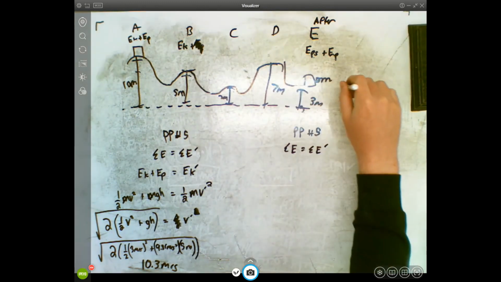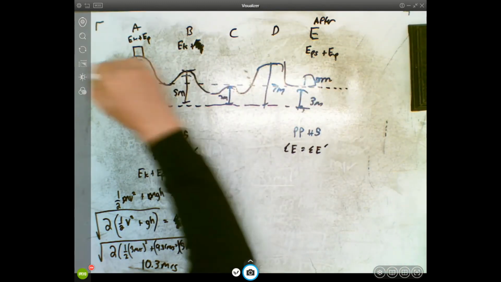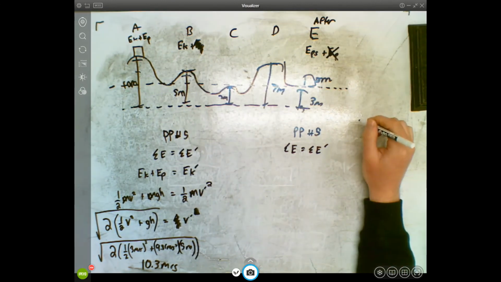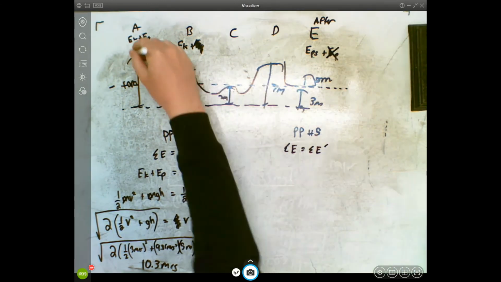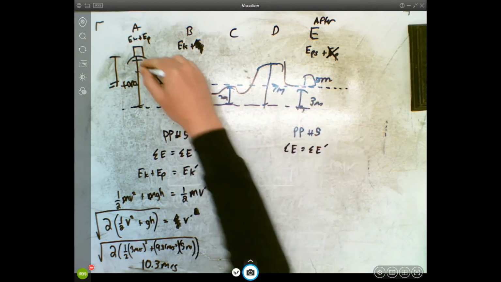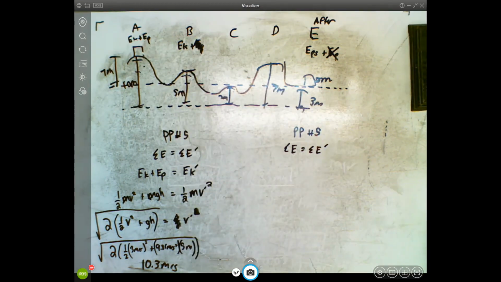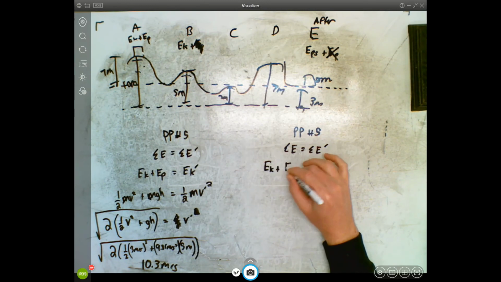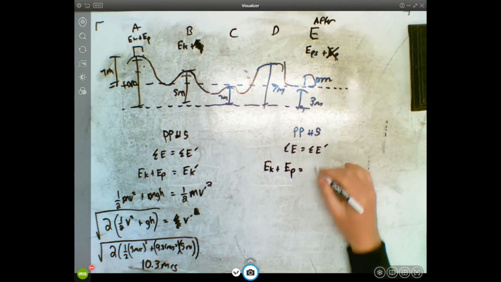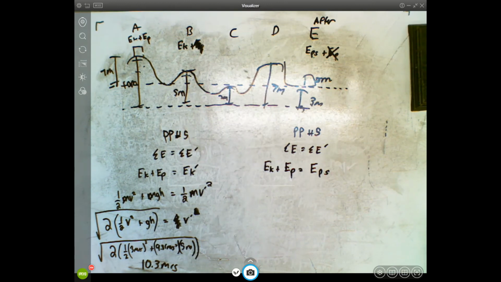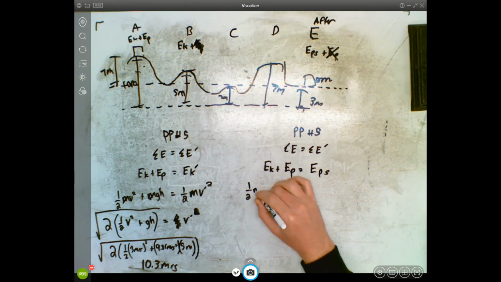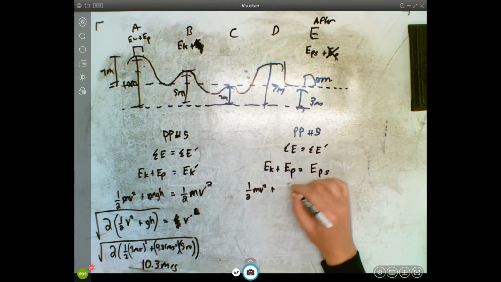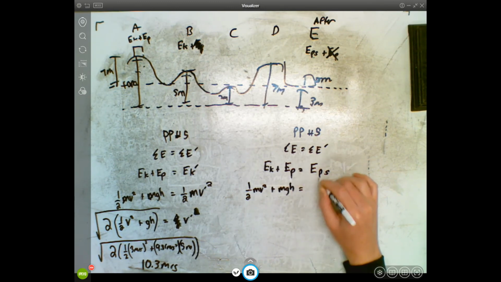Let's move our reference point to here. If we move our reference point to there, it gets rid of the potential energy there. And then A is going to be, because this is 3 meters and this is 10 meters, 7 meters above our reference point now. So before, we have kinetic because it's moving, we have potential because it's above the reference point, and then after, all of that energy is switched into spring potential energy. Okay. So EK is 1/2 mv squared, EP is mgh, and EPS is 1/2 kx squared.